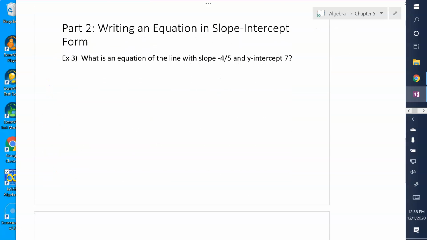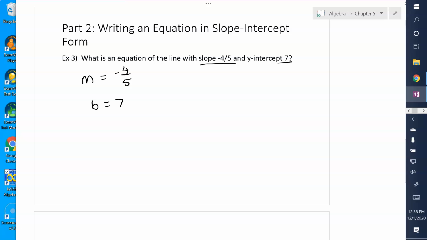All right, part two, we're going to go the other way now. I'm going to give you the slope and the y-intercept, and your mission is to write the equation in slope-intercept form. So example 3 says, what is an equation of the line with slope negative 4/5 and y-intercept 7? So slope, that's m, equals negative 4/5. And then the y-intercept, that's b, equals 7.